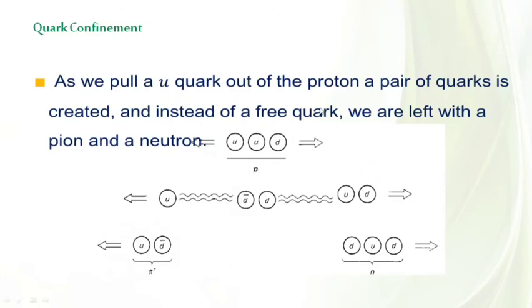Now, about quark confinement, how quarks are confined. If you want to pull an up quark out of the proton, a pair of quarks is created again inside the proton. So instead of a free quark, we are left with a pion and a neutron.